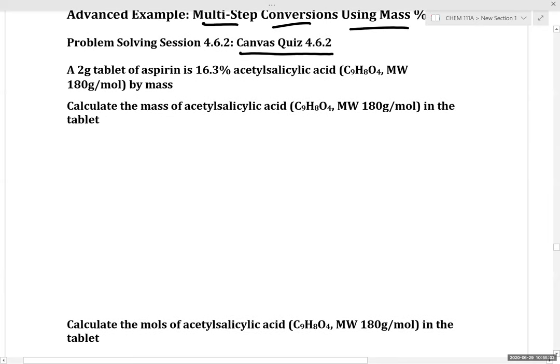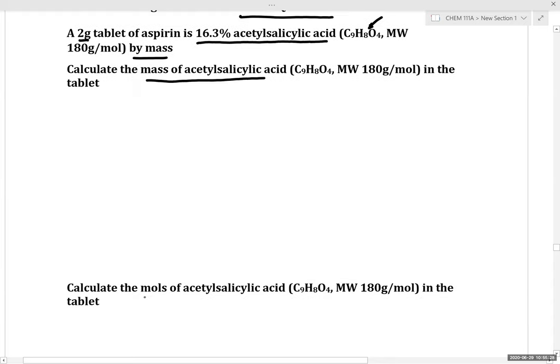Okay, so let's read through this problem. Let's look at the first portion of this problem. A 2 gram tablet of aspirin is 16.3% acetyl salicylic acid by mass. So a certain percentage of the total mass is this compound here. We're asked to calculate the mass of acetyl salicylic acid, which is the active component of aspirin, and to calculate the moles of acetyl salicylic acid in the tablet.